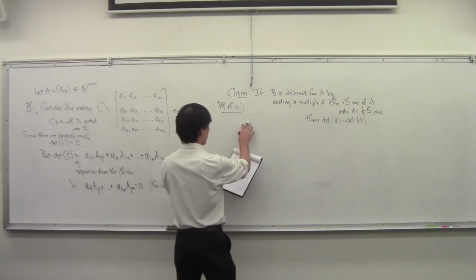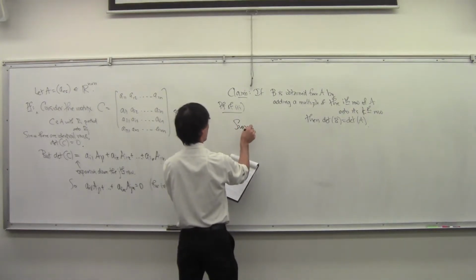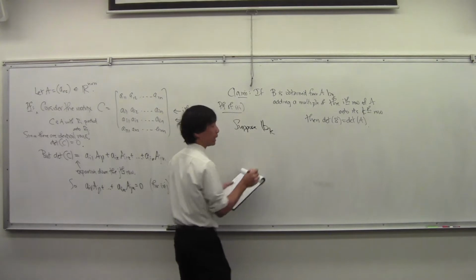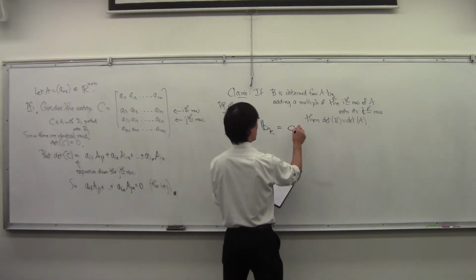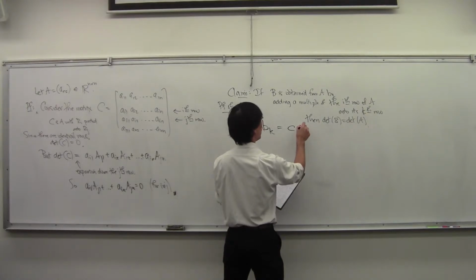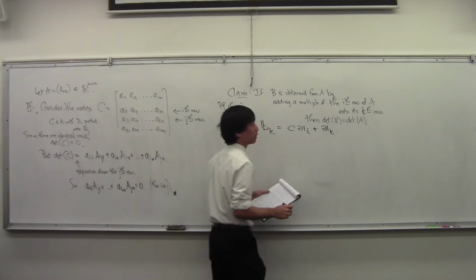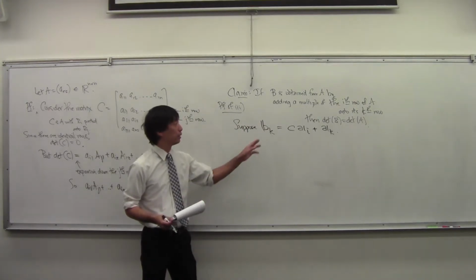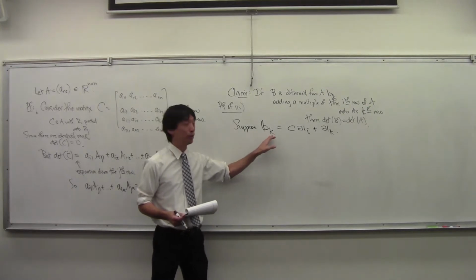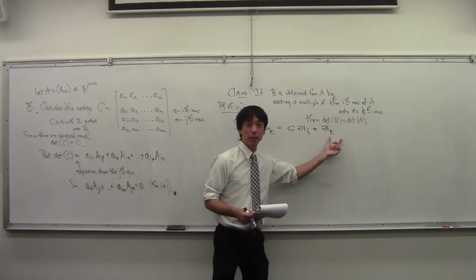Okay. So suppose the kth row of B is C times the ith row of A plus the kth row of A. Right, so you take C times the ith row and add that onto the kth row.